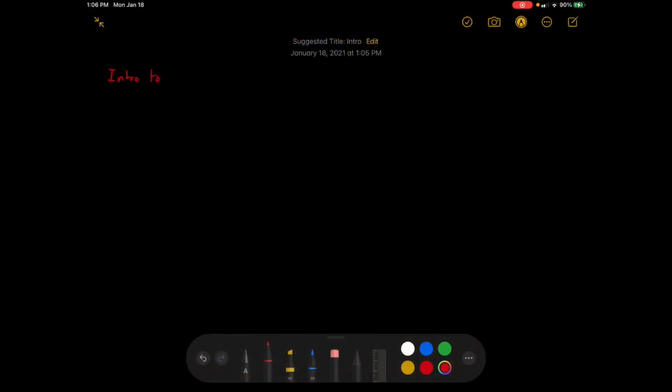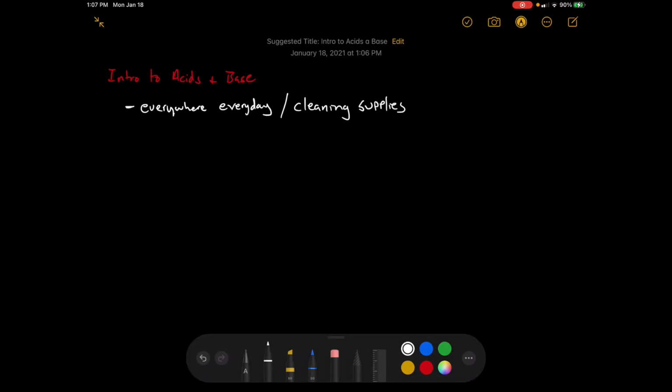Intro to acids and bases. Number one, acids and bases are important because they are everywhere, every day. From cleaning supplies to regular life, just life in general, life in your stomach, life in your body, life in a pool, the food you eat, the makeup or not makeup that you wear, the sweat that you produce.